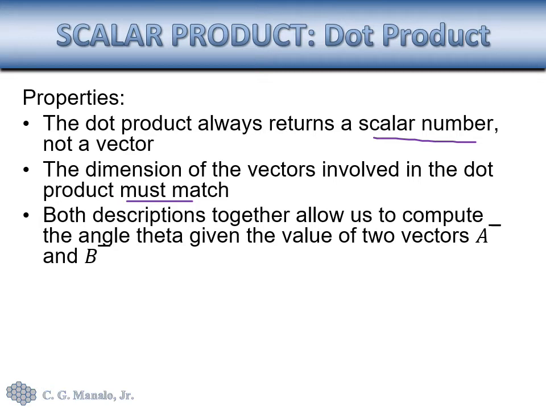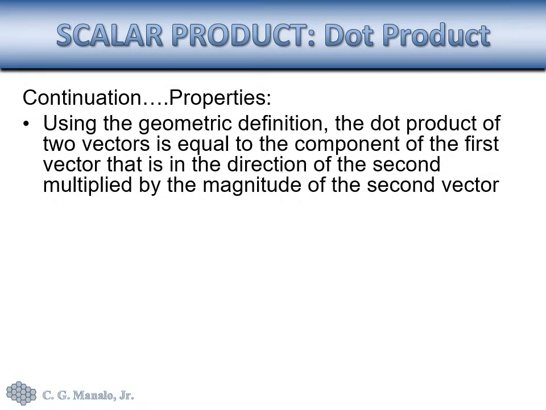Sometimes we use the dot product to compute the angle between the two vectors. So we can state that a dot product of two vectors is equal to the component of the first vector that is in the direction of the second vector multiplied by the magnitude of the second vector. But as earlier shown, it is also equal to the projection of the second vector in the direction of the first vector times the length of the first vector.